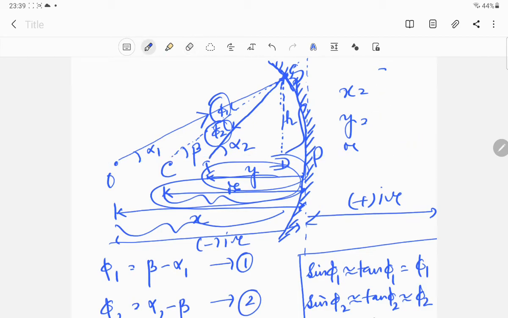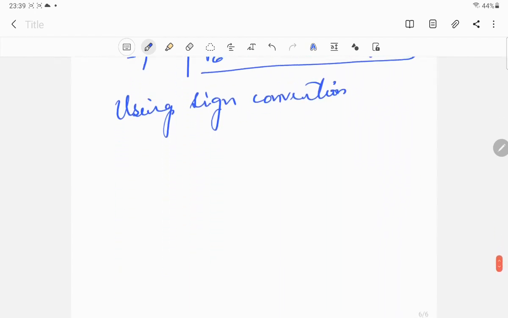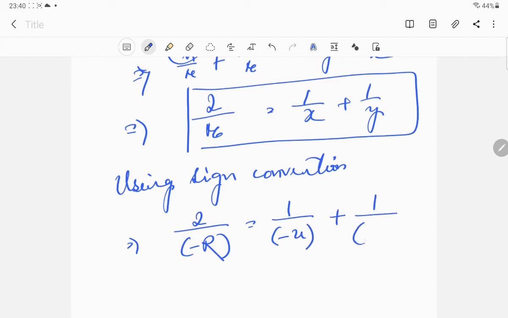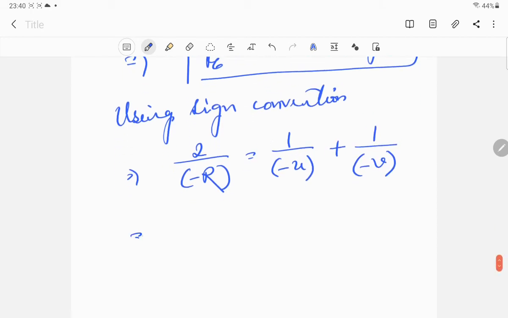So what are those negative quantities? I will show you. x is the object distance, so it is denoted by u. Since it is on the left side, it will be minus u. y is the image distance, denoted by v, and since it is on the left side, it will be negative. Similarly, the radius of curvature is also negative. So all are negative here. So using sign convention, 2 by minus r equals 1 by minus u plus 1 by minus v. So what remains? 1 by u plus 1 by v equals 2 by r.